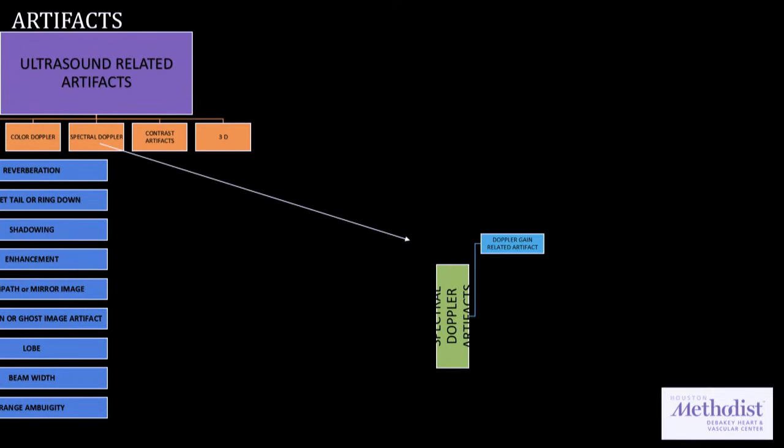All right, let's move on to spectral Doppler artifacts. Again, whatever is happening on 2D can happen on spectral Doppler as well. So you have all those artifacts. This one here is overgained, right? You can see that, and this one is undergained, right? So why is it important? We miss relevant information if the gain is under, and we overestimate everything if the gain is over.